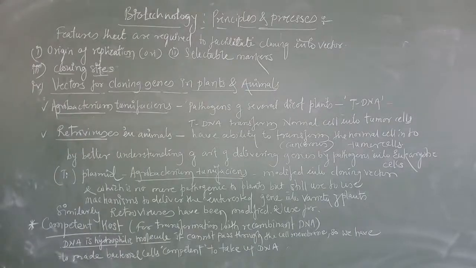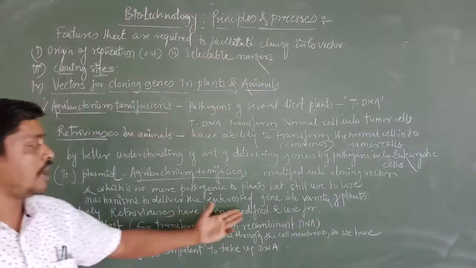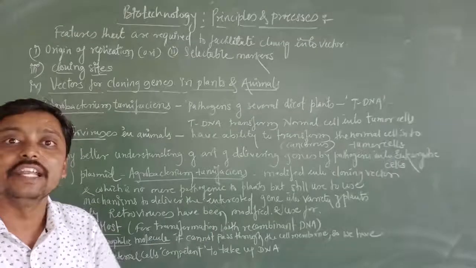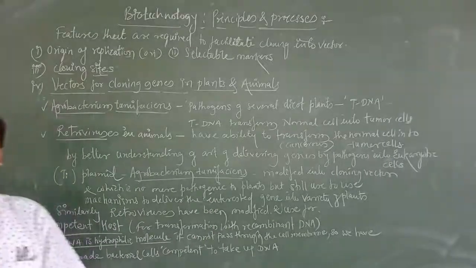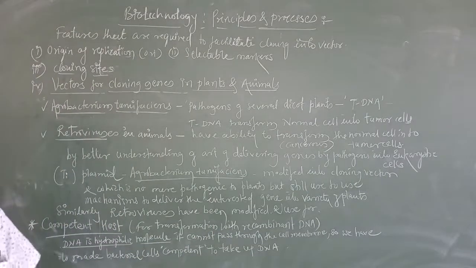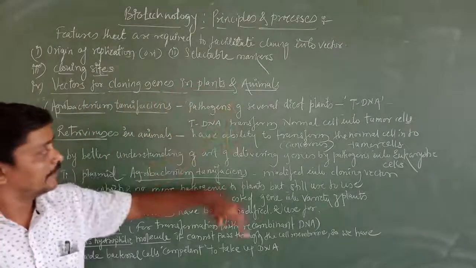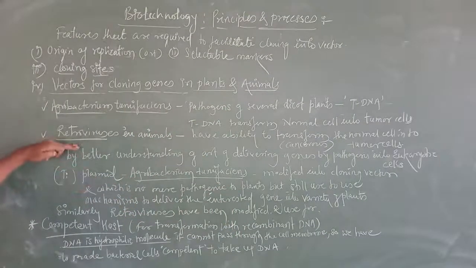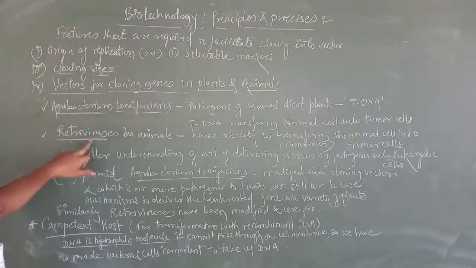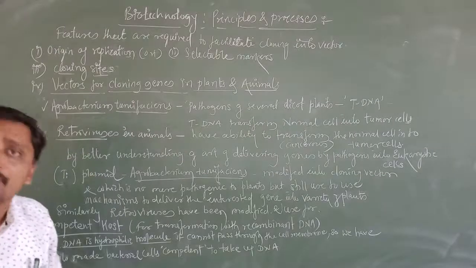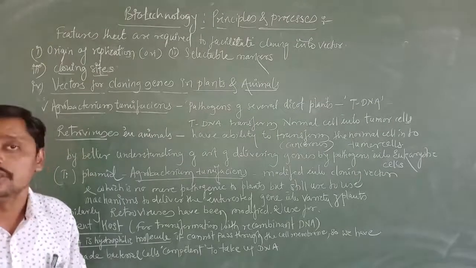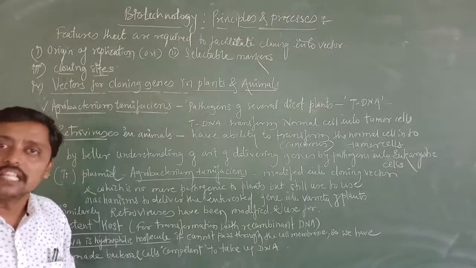I hope it is understood. Now the next one: similarly, retroviruses have been modified and used for delivering the gene of interest into a variety of animals. So this is what we write regarding vectors for cloning genes in plants and animals. Agrobacterium tumefaciens and retroviruses are normally harmful to plants and animals. They convert normal cells into tumorous cells.